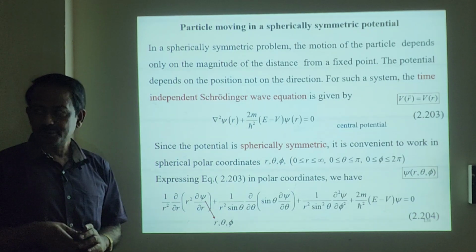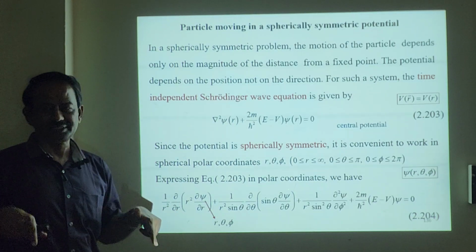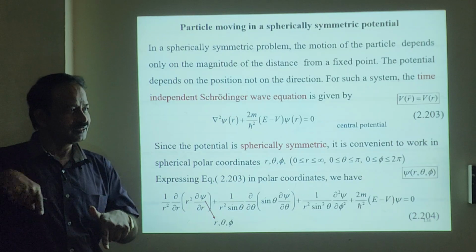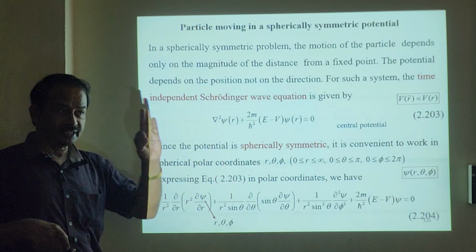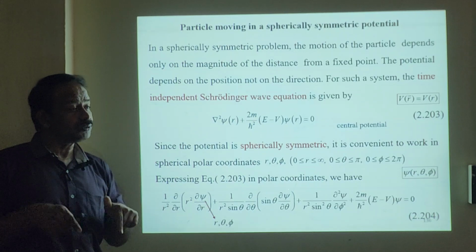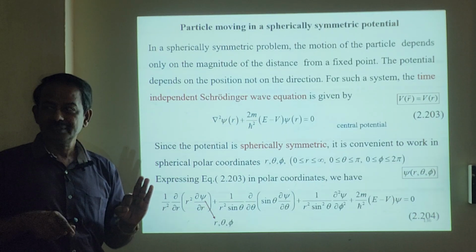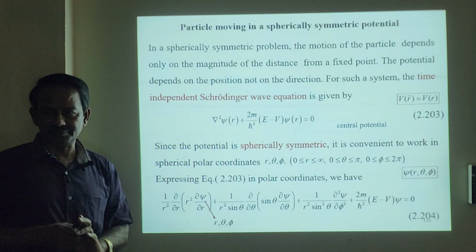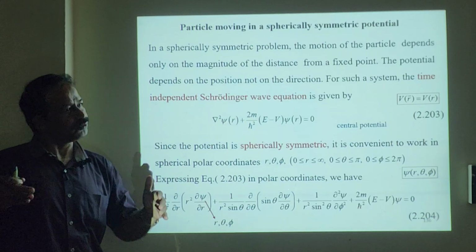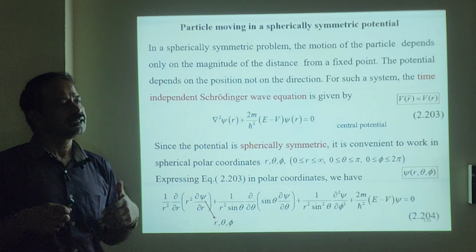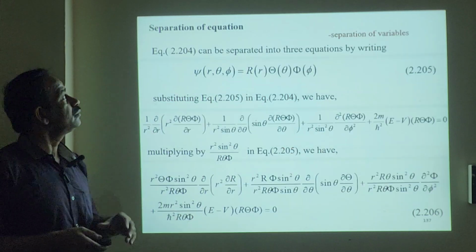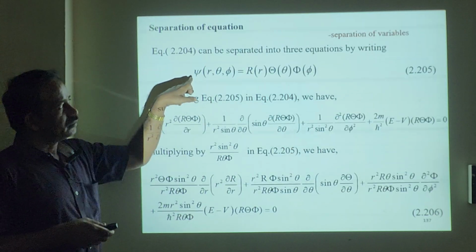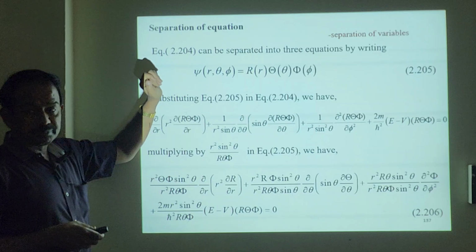So as I said, we are going to separate the equation: r separately, theta separately, phi separately. That is the idea, because we have three coordinates. Is it applicable only for three coordinates? No. It is applicable for any number of coordinates, 2, 3, 4, anything. We can use this technique, separation of variables, to separate the coordinates. So this can be separated.